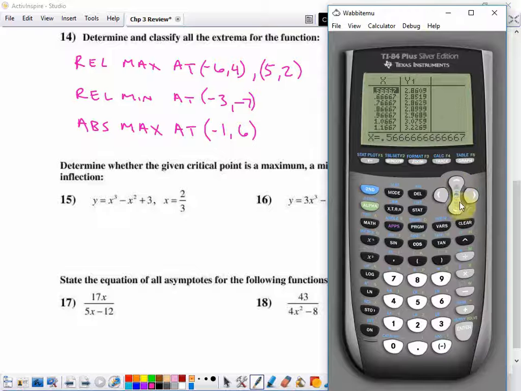I'm going to go up 1. And now I can see outputs on either side of my input. So this output, 2.8519, appears to be lower than the outputs on both sides of it. So that is going to be a minimum.